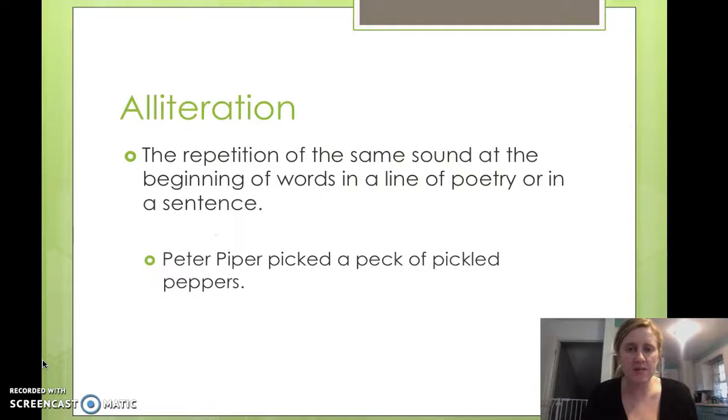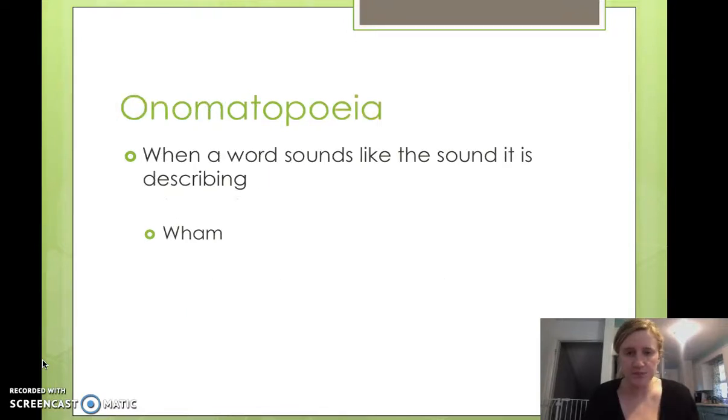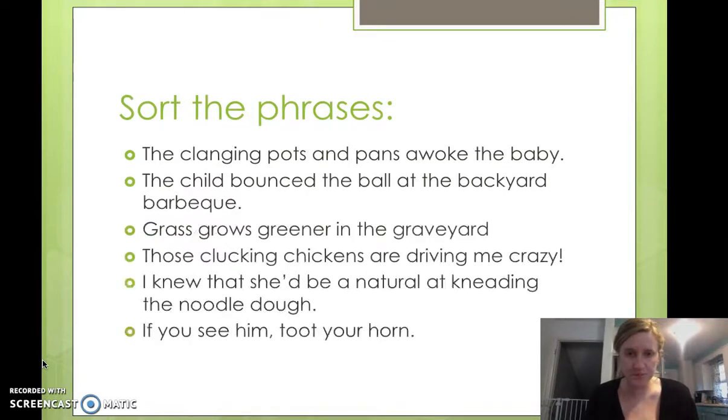Alliteration, the repetition of the same sound at the beginning of words in a line of poetry or a sentence. Peter Piper picked a peck of pickled peppers. An onomatopoeia, when a word sounds like the sound it is describing. Wham. And this is the same thing that I would do as with the similes and metaphors.